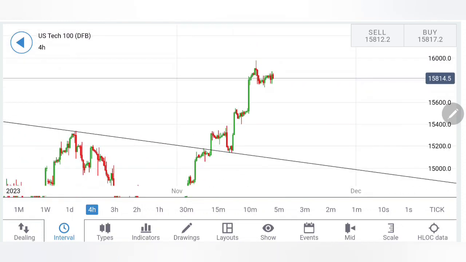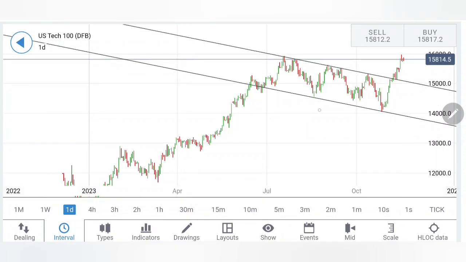The probability is high. Now this is on the 4-hour chart, and below 15,500 is where further bearishness will be seen, which is going to take it towards 15,300, the next milestone.